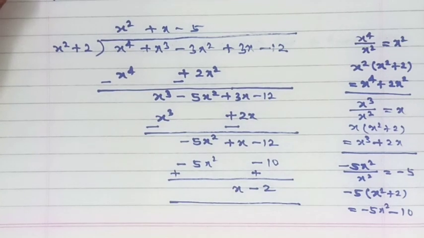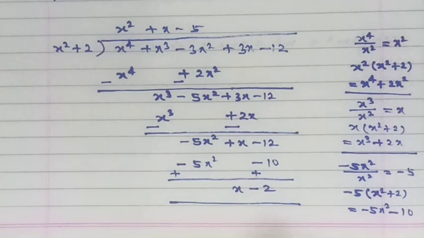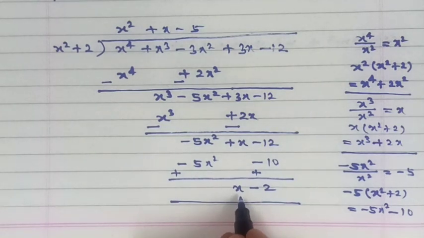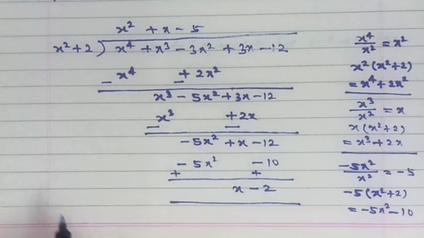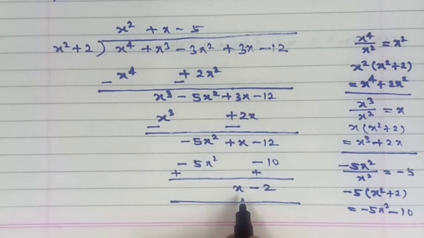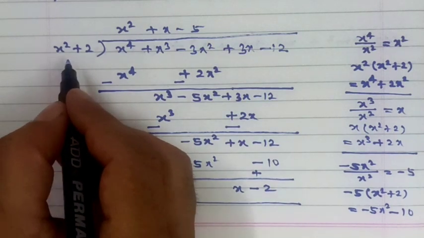I think I have to stop. Now why I have to stop? Because here I am getting x minus 2. The degree of this polynomial or binomial is 1, whereas degree of divisor is 2. So your degree of x minus 2 is lesser than the divisor, so I have to stop.